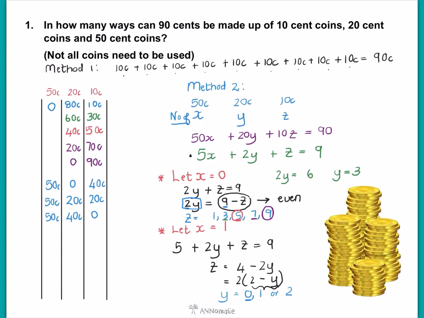So in how many ways can 90 cents be made up of 10-cent coins, 20-cent coins, and 50-cent coins? We can count and see that there are 5 solutions when there are no 50-cent coins, and 3 solutions when there's 1 50-cent coin. All in all, resulting in an answer of 8 ways. So we did this. It took quite some time to demonstrate the algebra, but once you understand it, it's actually very quick, instead of using the tedious method of listing and maybe missing an option.